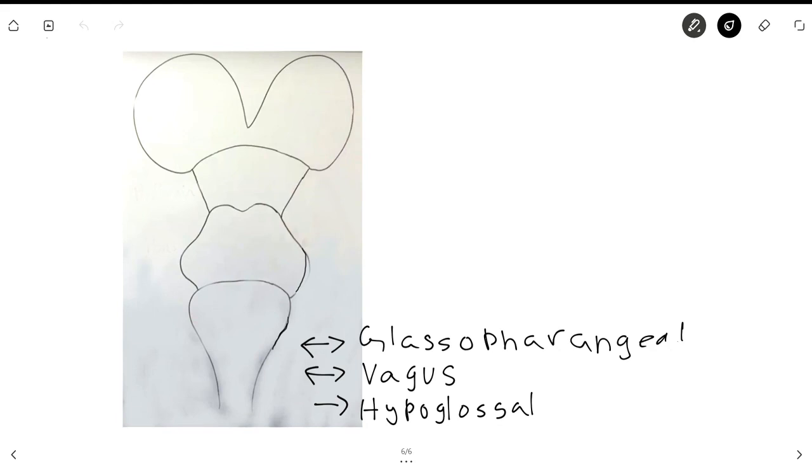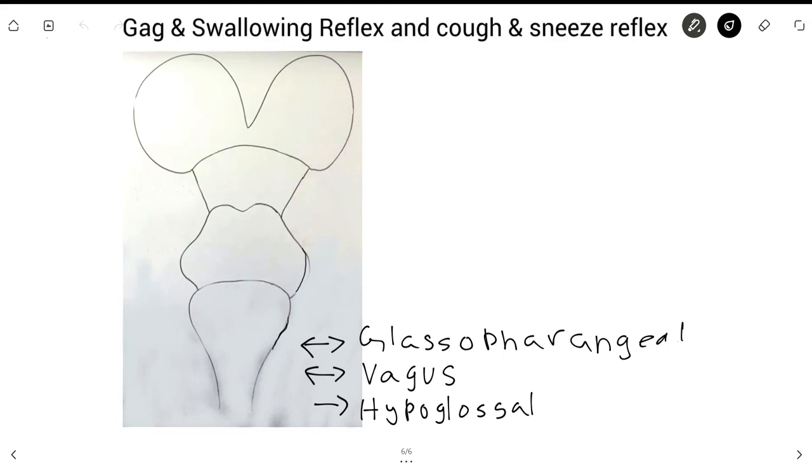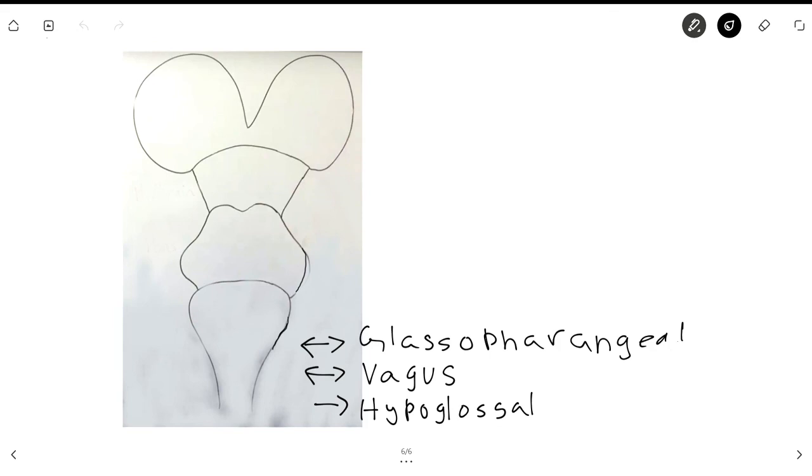The two reflexes over here are the gag and swallowing reflex, and the cough and sneeze reflex. Both of these reflexes are controlled by the glossopharyngeal nerve and the vagus nerve.